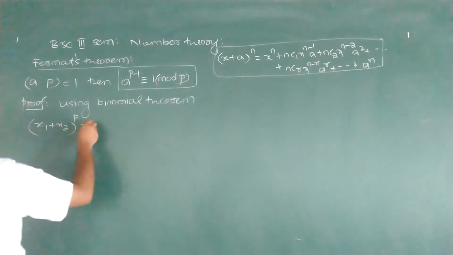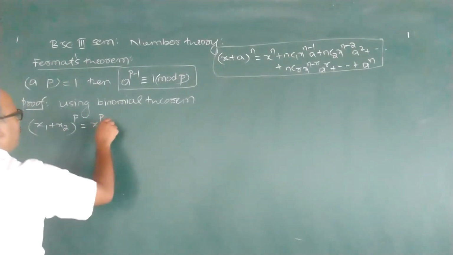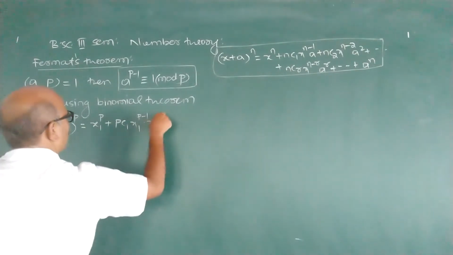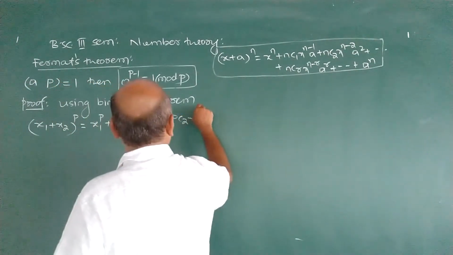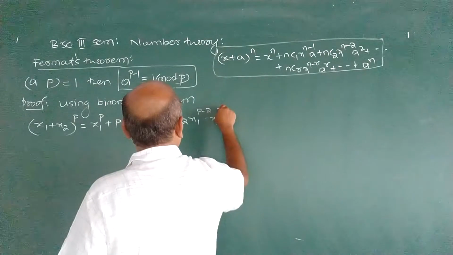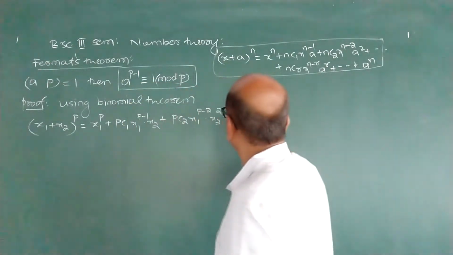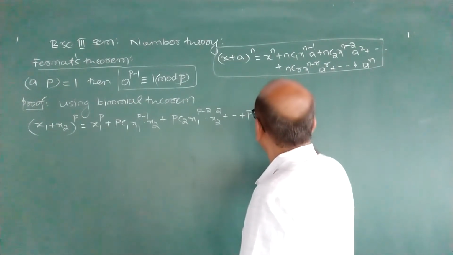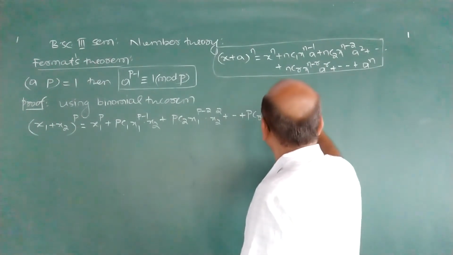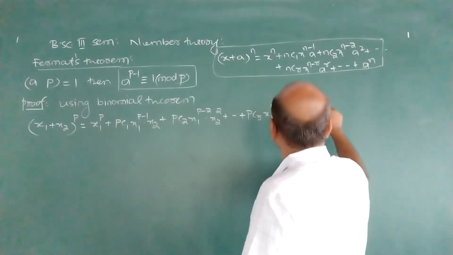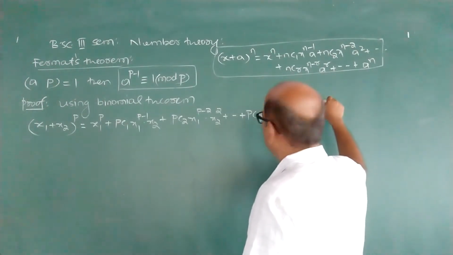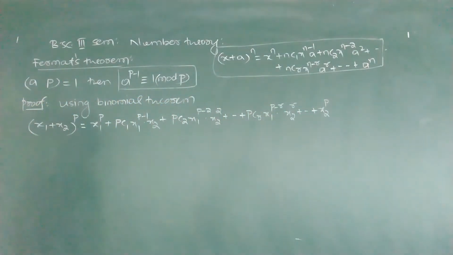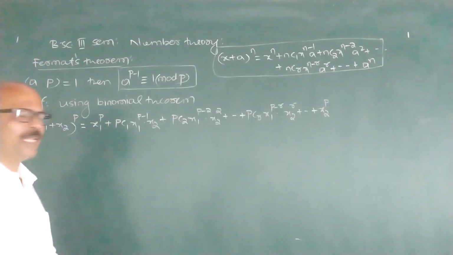(x1 plus x2) raised to p is x1 raised to p plus pC1 x1 raised to p minus 1 into x2, plus pC2 x1 raised to p minus 2 into x2 square, and so on, plus pCr x1 raised to p minus r x2 raised to r, and so on, plus x2 raised to p. Am I correct here? That theorem is applied. It is called the binomial theorem.